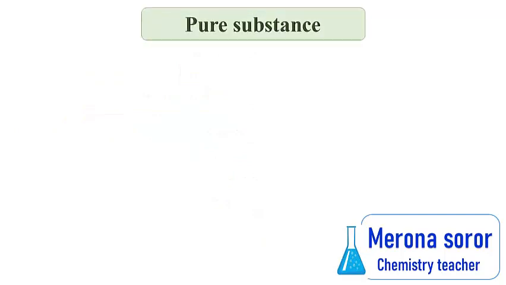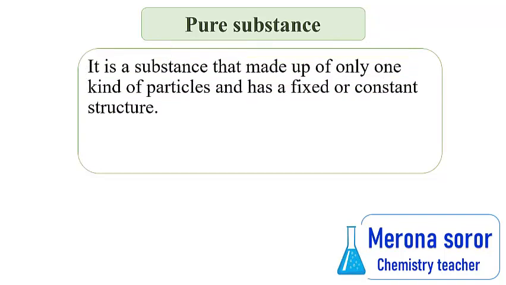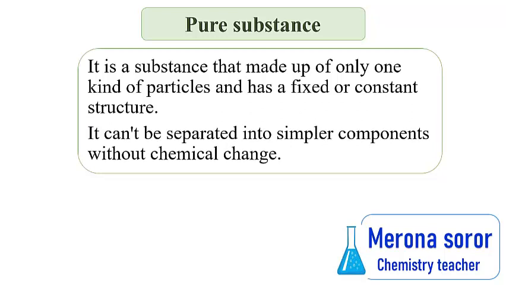Pure substance. It is a substance that is made up of only one kind of particles and has a fixed or constant structure. It can't be separated into simpler components without chemical change.